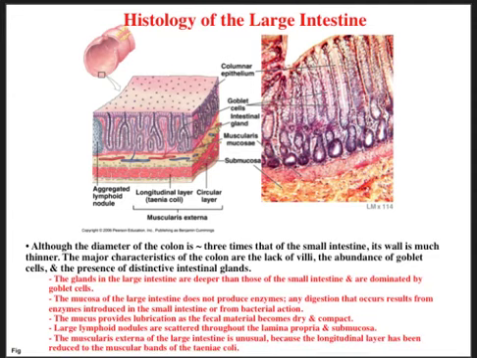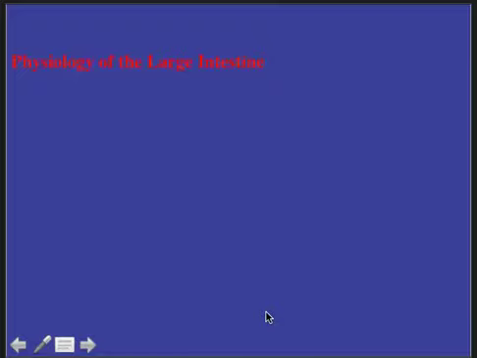We don't want that to get into the blood. The muscularis externa of the large intestine is unusual because the longitudinal layer has been reduced to the muscular bands known as the taenia coli, right there. Okay, so let's talk a little bit about the physiology of the large intestine.